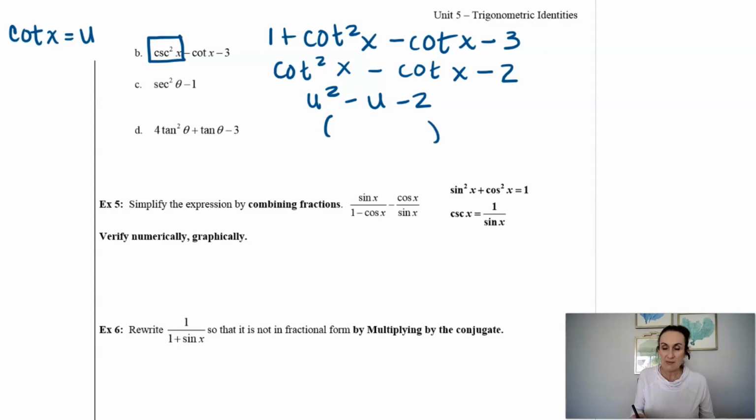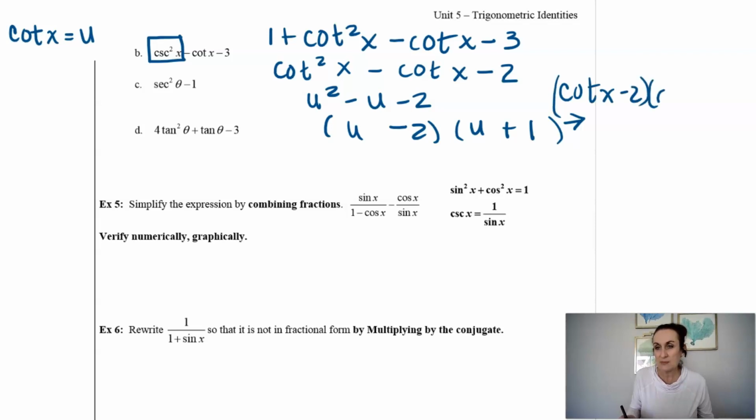So then we have our two parentheses, u times u is u squared, 2 times 1 is -2. I need this one negative and this one positive. Once you do that, you would take your u's and put back in your cotangents. So now my final answer is cotangent x subtract 2 times cotangent x plus 1. All right, and there is my value.